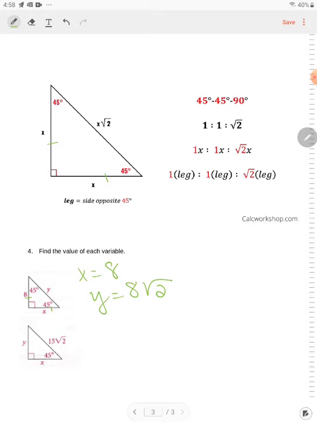On the next one for number 4, we know that the hypotenuse is x square root of 2. See, that's opposite of 45. So we can say x square root of 2 is equal to 15 square root of 2. And again, we're going to divide by the square root of 2. So x is equal to 15. Now, y is the same, so y is also equal to 15.